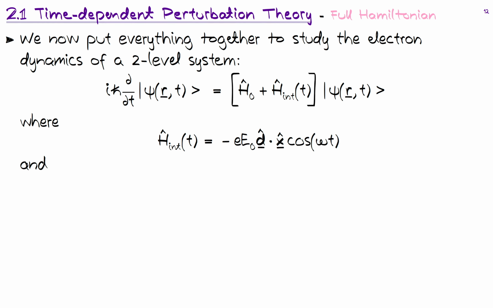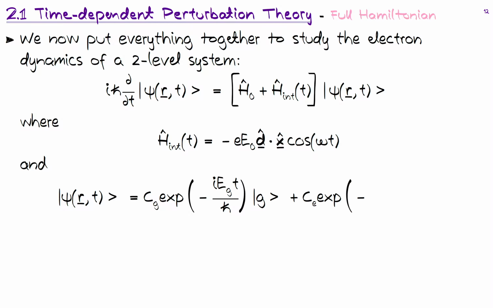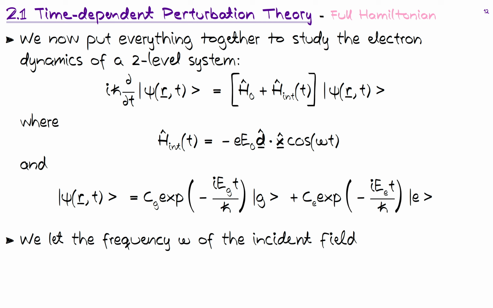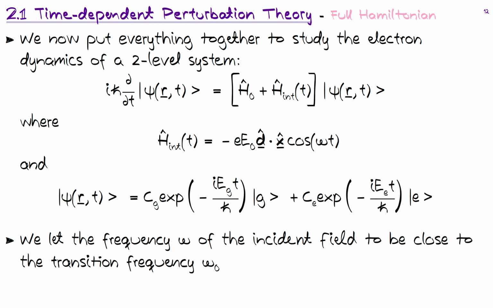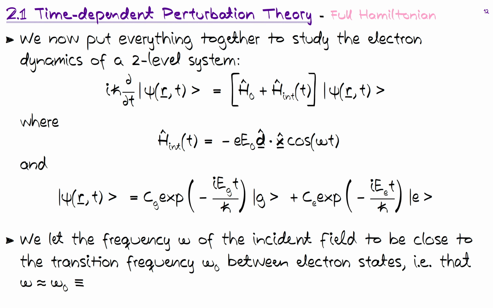So this is how it looks, and then we have described how the total wave function looks like: the superposition of these two possibilities for the electron to reside either in the ground state or in the excited state. And now we consider incident frequencies omega of the incident field that are close to the transition frequency omega naught. This basically gives us tools to simplify calculations further.